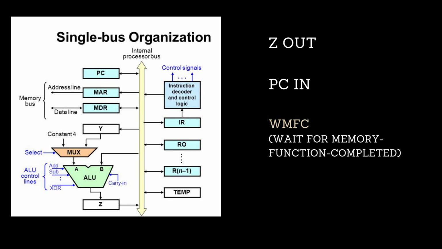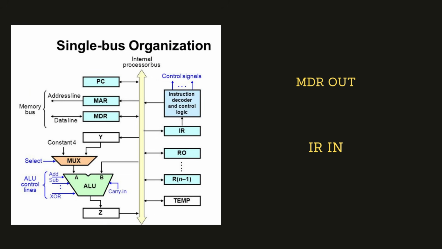After fetching an instruction, the content of PC is updated to point to the next instruction in sequence. Then it generates a WMFC signal, which waits for the memory function to be complete. After WMFC, the instruction is transferred to MDR from memory and stored to IR. So the control sequence MDRout and IRin are generated.